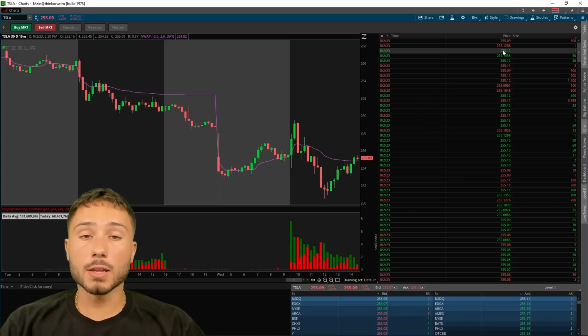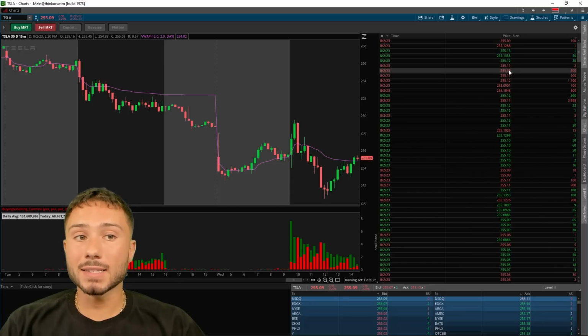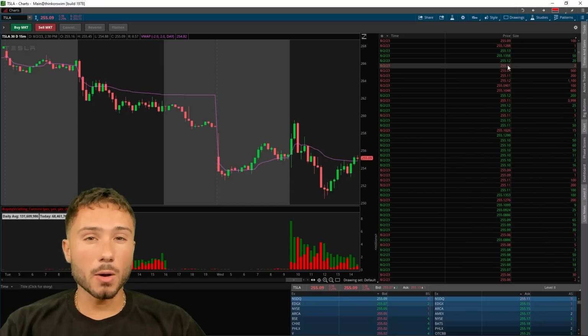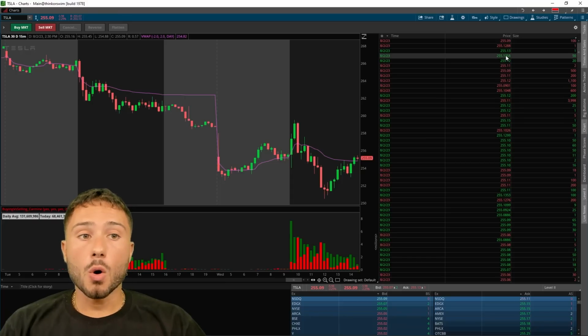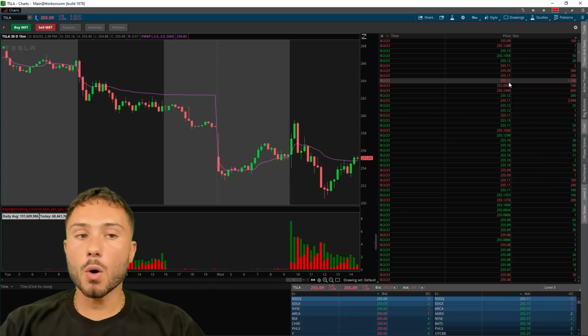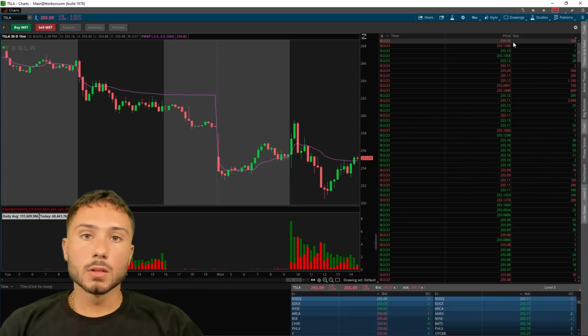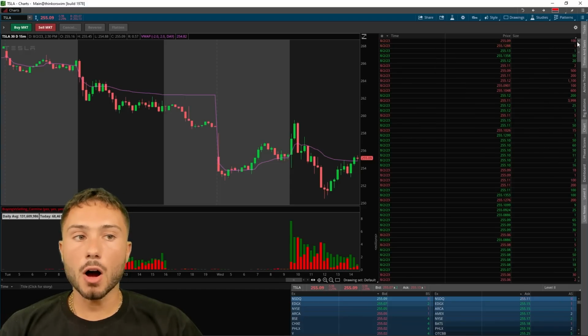So normally, depending on your platform, green means buy and red means sell. On ThinkorSwim, I know a lot of you do use ThinkorSwim, all green means is the ticket came in higher than the previous, and all red means is the ticket came in lower or the same compared to the previous ticket. So at 255.09, there was a completed transaction of 100 volume.